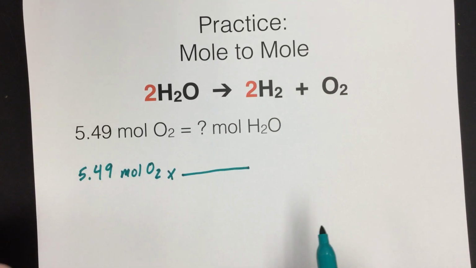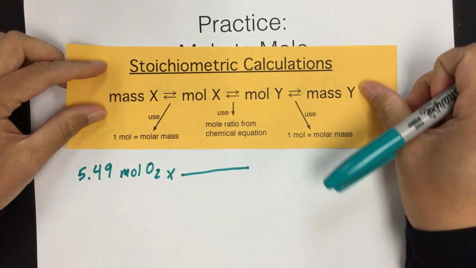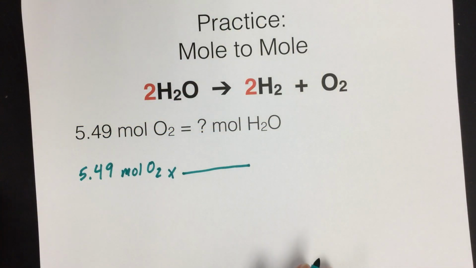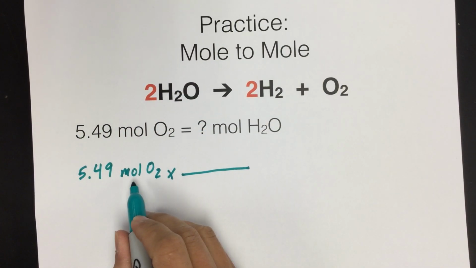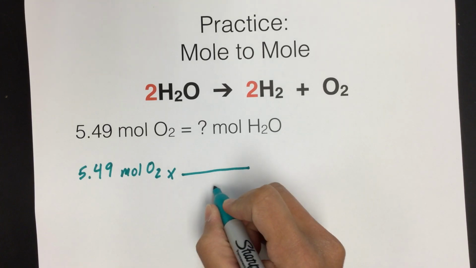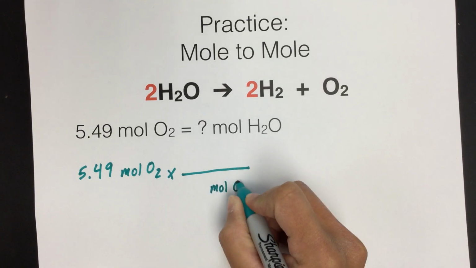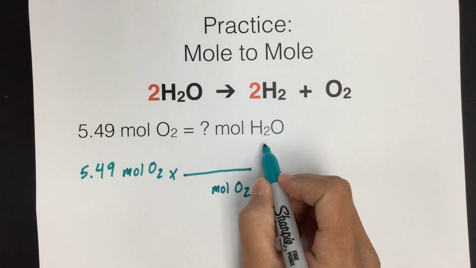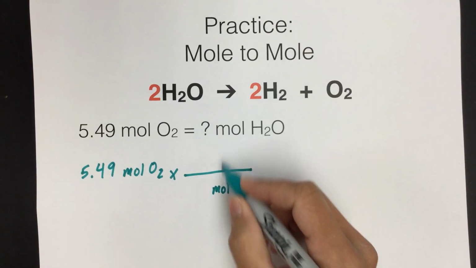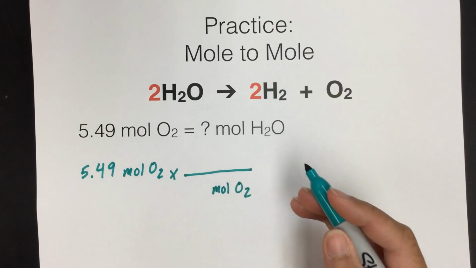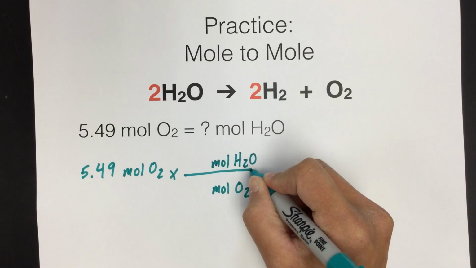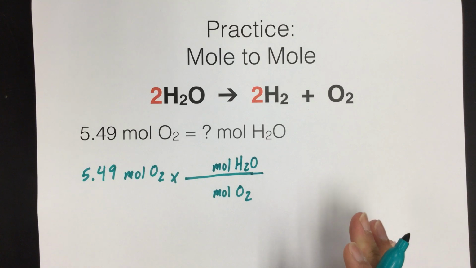And then we're going to set up our conversion factor using some dimensional analysis. So according to our cheat sheet here, we need to use the mole ratio from the chemical equation in our conversion factor. And since I have moles of O2 on the top here, I know that it's going to go in the bottom here. And what I'm trying to solve for is moles of H2O. So since this is a mole ratio, we're going to have moles on top and moles on bottom, but they're going to be of different substances. So I want to put moles of H2O here on the top because that's what I want to have my answer be in the end.